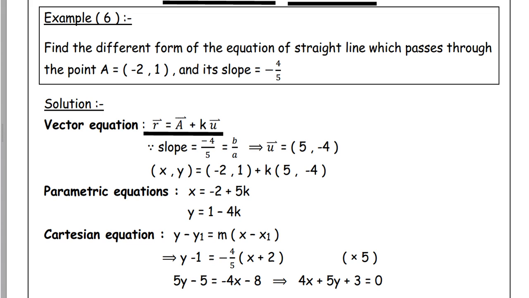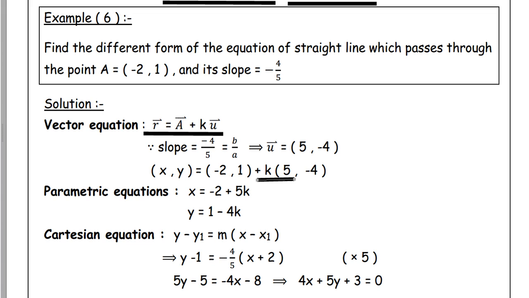x and y equals negative 2 and 1, plus k by 5 and negative 4. So what is negative 2 and 1? The point. What is 5 and negative 4? The direction vector. So the first, here is x. Take x: x equals negative 2 plus 5k. y equals 1 minus 4k.